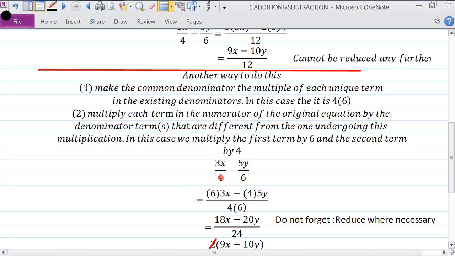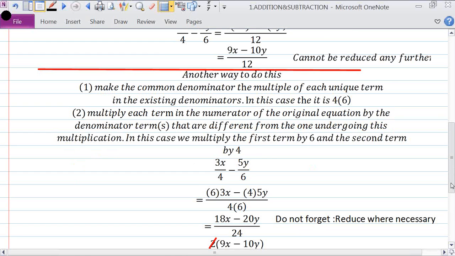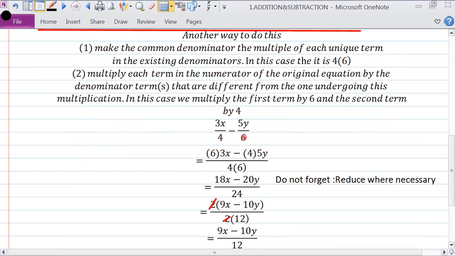So what I do is here, I put both numbers. I take the common denominator of 4 and 6. Multiply each term in the numerator of the original equation by the denominator terms that are different from the one undergoing this multiplication. Okay, what does that mean exactly? So I got 4 and 6 here. I put 4 and 6 here. Since 4 appears down here, I'm going to multiply the top of this by 6. 6 appears down here, I'm going to multiply the top of this by the other one.